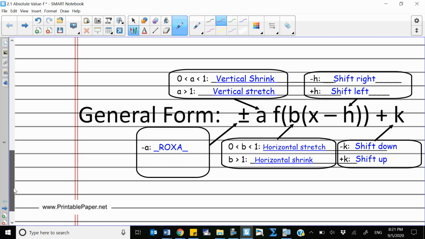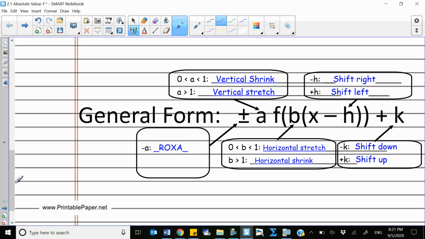Okay, let's talk about the transformations. As we have talked about this before, I'm just going to review that.